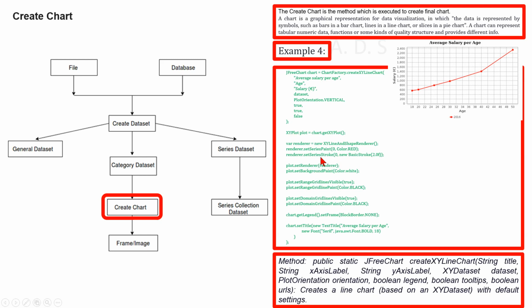Here the setSeriesStroke sets the stroke used for a series and sends a renderer change event to all registered listeners. Here this is the series index, 0 based, and this is the stroke, null permitted. Here the setRenderer sets the renderer for the primary dataset and sends a change event to all registered listeners. If the renderer is set to null, no data will be displayed. Here you can see the renderer.